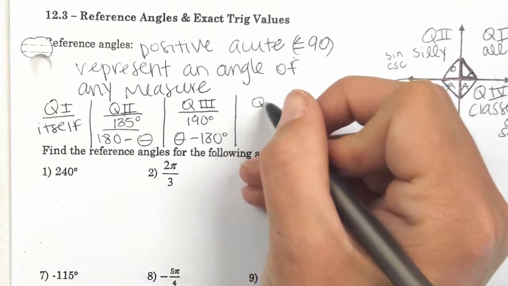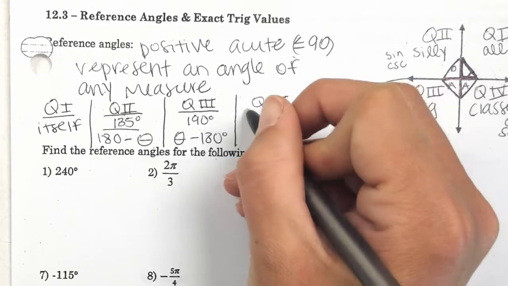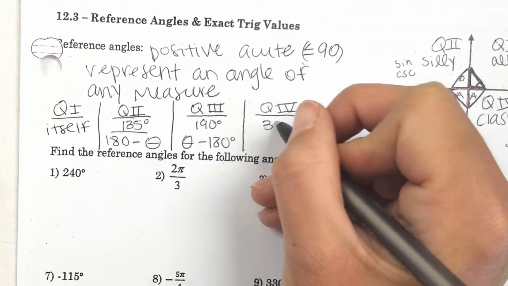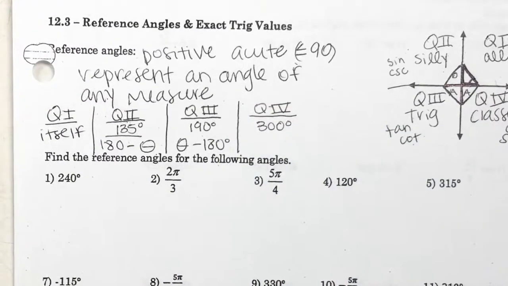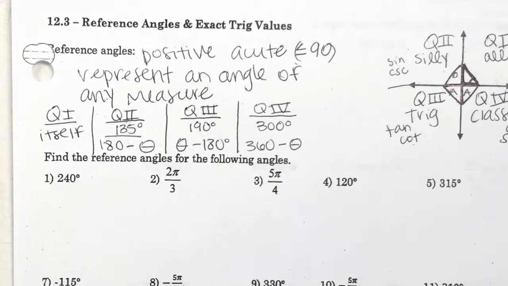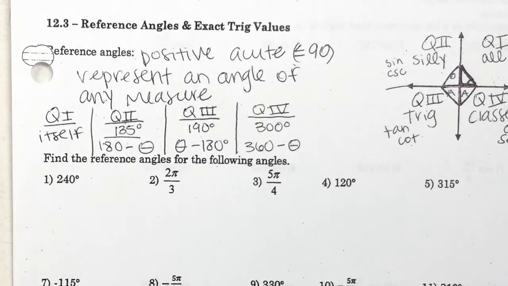Alright, last one would be quadrant 4. And give me an example of something in quadrant 4. Okay, so for 300 degrees, if anything is in quadrant 4, you would take 360 and subtract from whatever that angle measure is. The 135, 190, 300, they're just spitting out random angles.